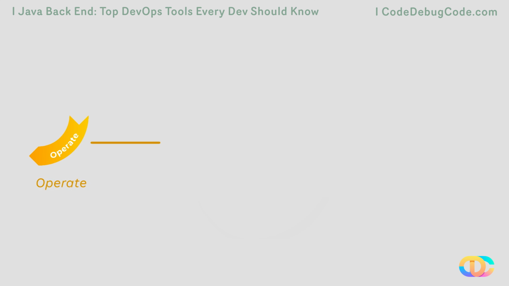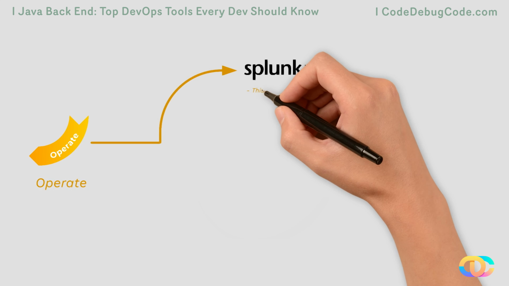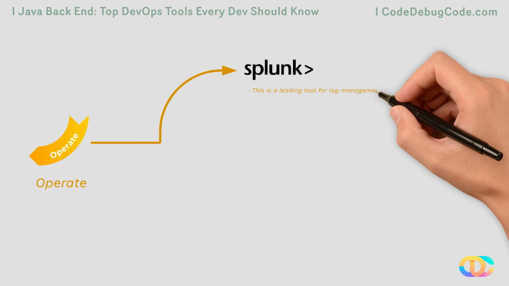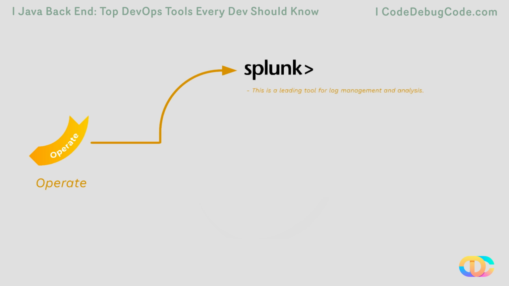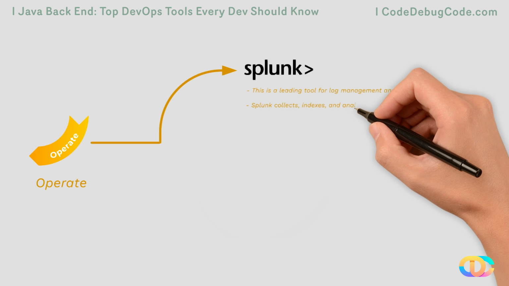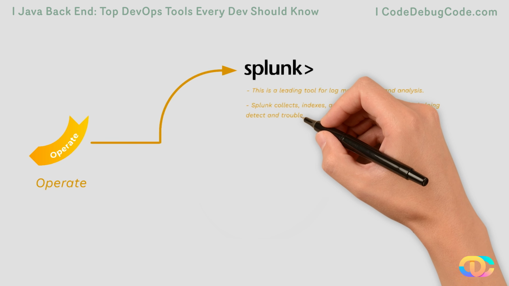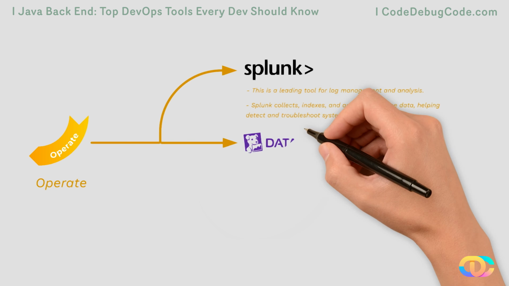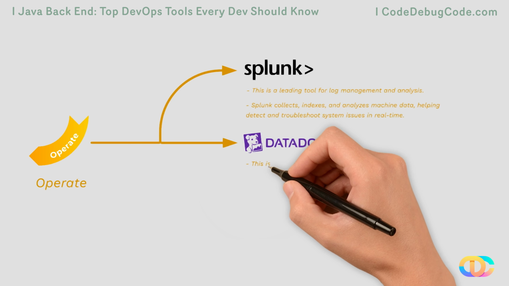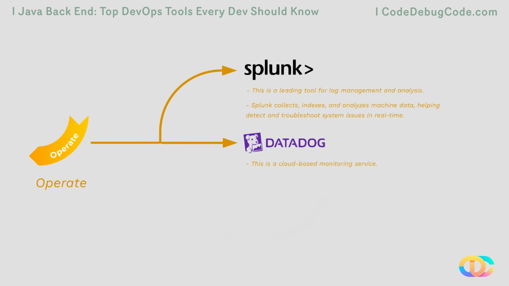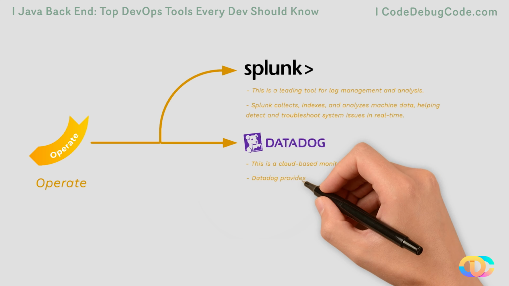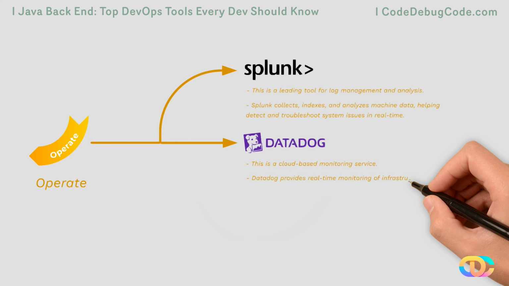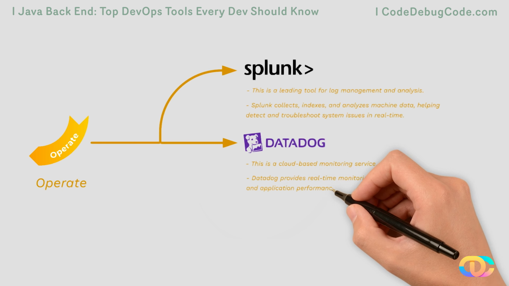First one is Splunk. This is a leading tool for log management and analysis. Splunk collects, indexes, and analyzes machine data, helping detect and troubleshoot system issues in real time. Now, second one to discuss is Datadog. This is a cloud-based monitoring service. Datadog provides real-time monitoring of infrastructure and application performance.